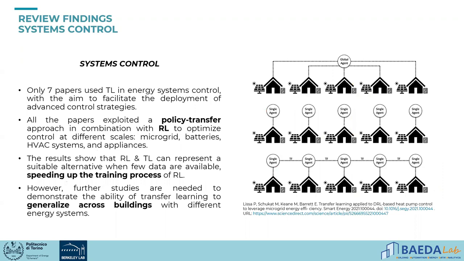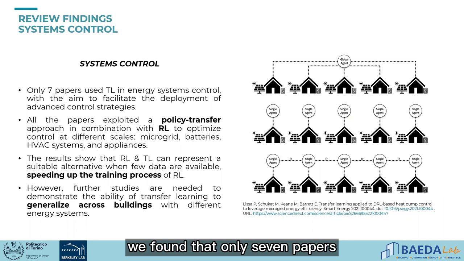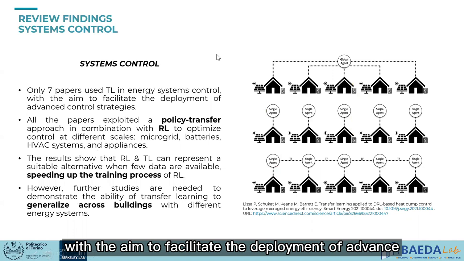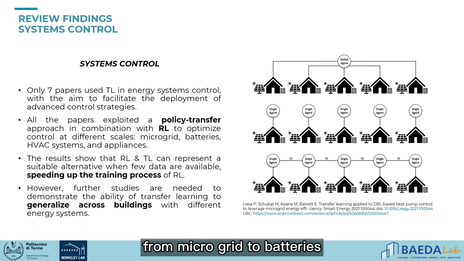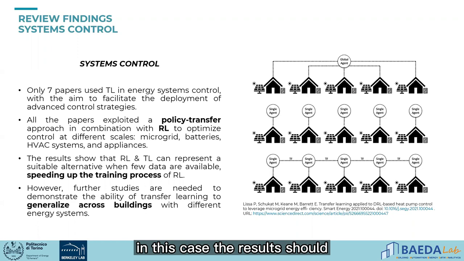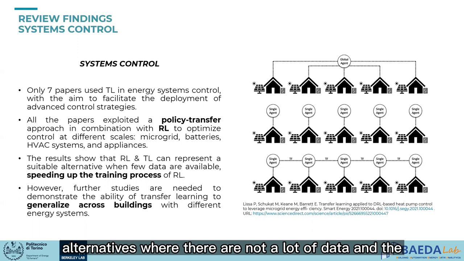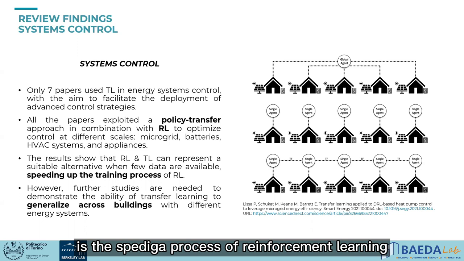Moving from the most analyzed to the least analyzed topic, we found that only 7 papers use transfer learning in energy system control, with the aim to facilitate the deployment of advanced control strategies. In particular, all these papers exploited a policy transfer approach in combination with reinforcement learning to optimize control at different scales, from microgrid to batteries, HVAC systems, and single appliances. In this case, the results show that reinforcement learning and transfer learning can represent a suitable alternative where there is not a lot of data. And the main advantage is the speeding up of the reinforcement learning process.